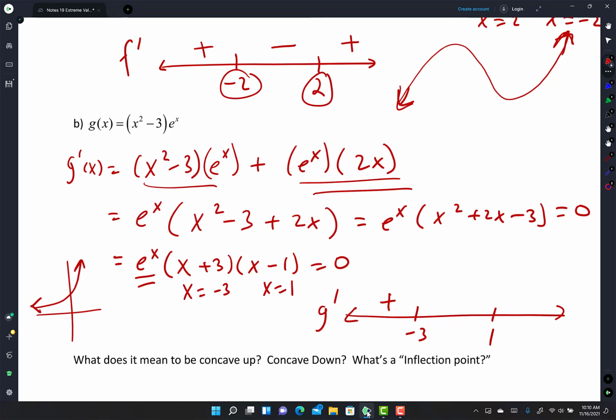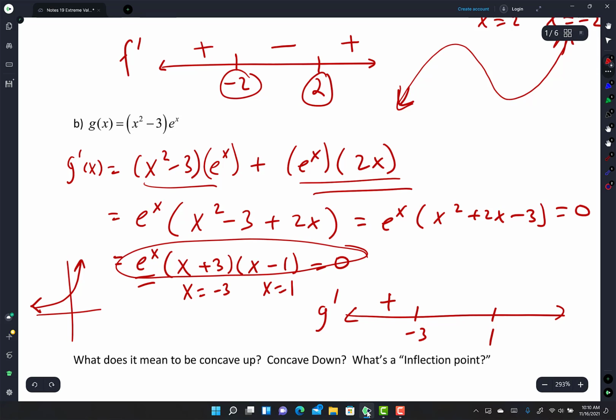I'm plugging it in right here into this equation. If I plug in a 0, 0 plus 3 is 3. 0 minus 1 is a negative. Positive times a negative? Negative. If I plug in a 2 or a 10, positive times a positive? Positive. So at x equals negative 3, what do I have? A max, and at 1 I have a min.